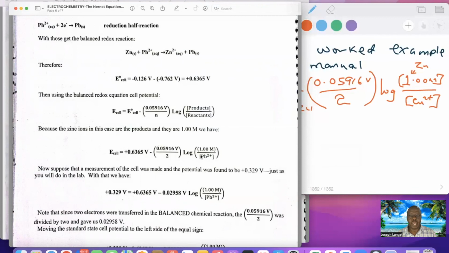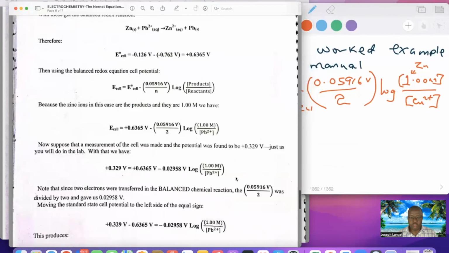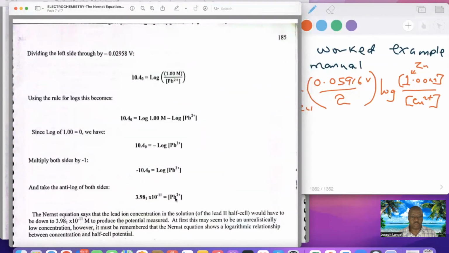Instead of lead 2 ion in this worked example, remember you're gonna get this from your experiment. It's just gonna be the same thing as you see here. Dividing by 2 is gonna be the same thing. So you should have a setup similar to this. Some number here from the experiment. This is the standard cell potential minus whatever you have here, log of this. So instead of lead, you're gonna have copper. And then follow all the way until you have the concentration of copper.